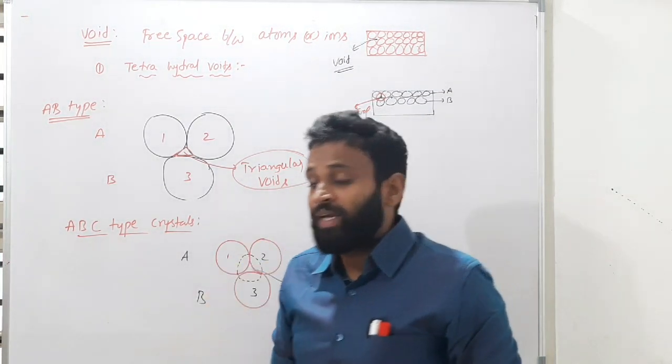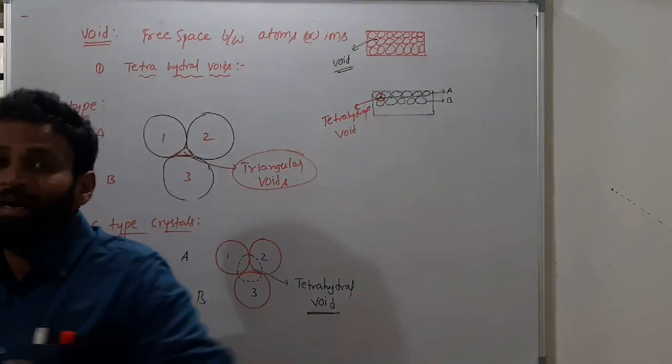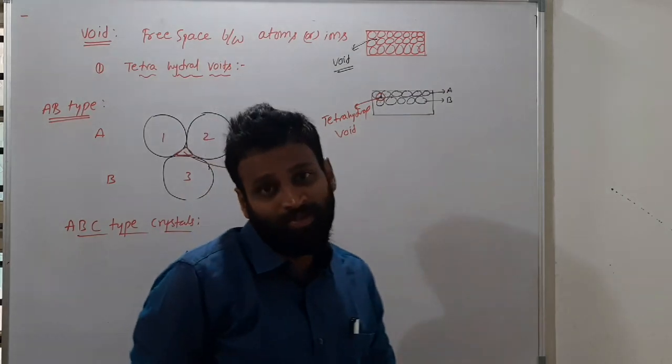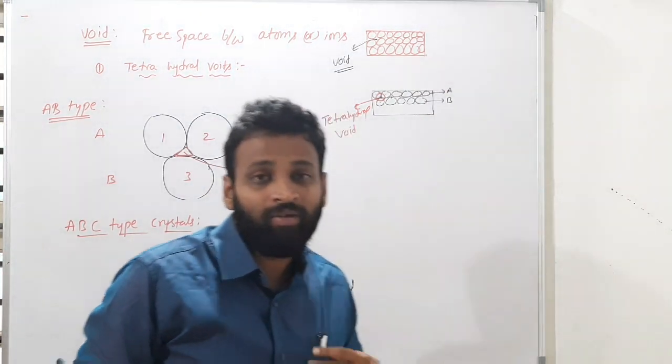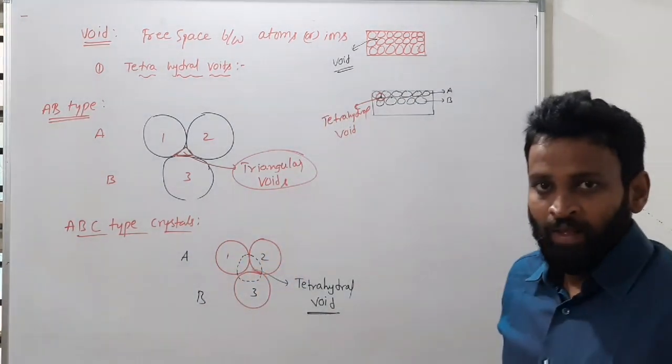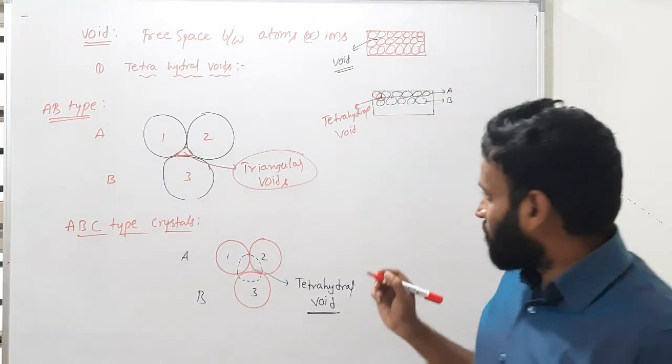Okay. So between 4 atoms you have tetrahedral voids. Between how many atoms you have tetrahedral voids? 4 atoms you have a tetrahedral void. Got it clear?